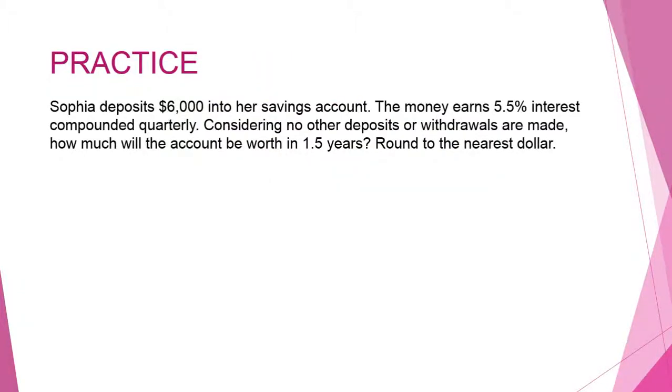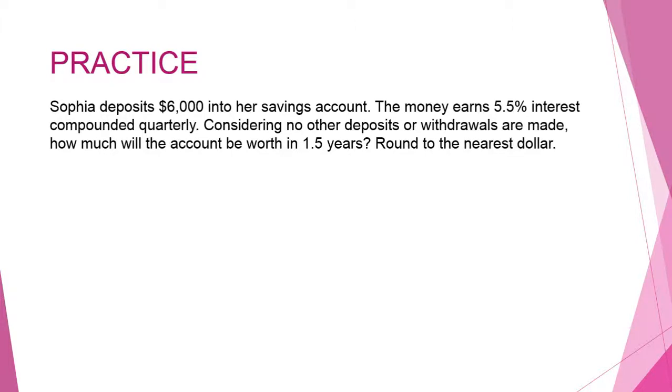Alright, so let's go ahead and take a look at this question. Sophia deposited $6,000 into her savings account. The money earns 5.5% interest compounded quarterly. Considering no other deposits or withdrawals are made, how much will the account be worth in 1.5 years? We want to round to the nearest dollar.